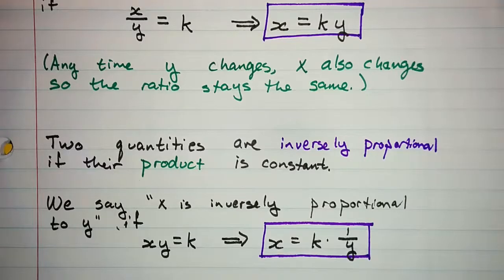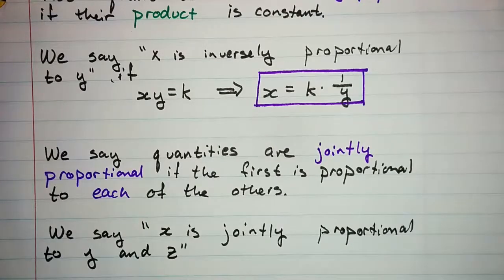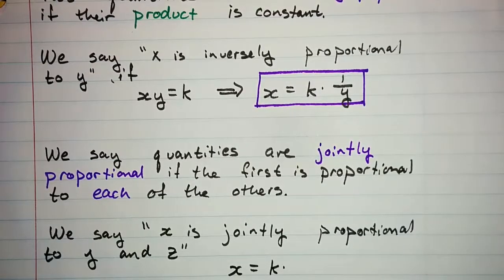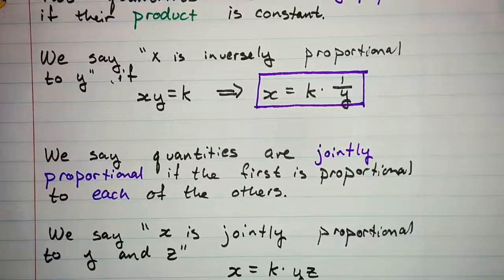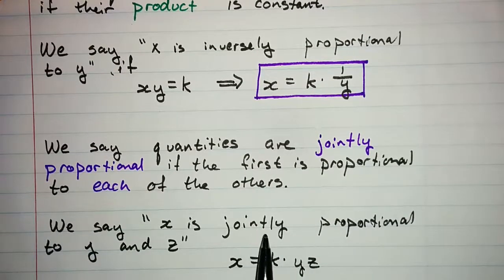In particular, we might say x is jointly proportional to y and z to mean x equals some constant times the product of y and z. This is a little bit harder to understand in terms of some quantity being constant. X is equal to some constant times the product of y and z.